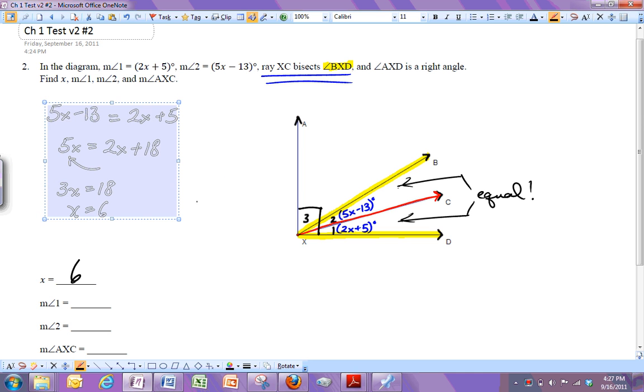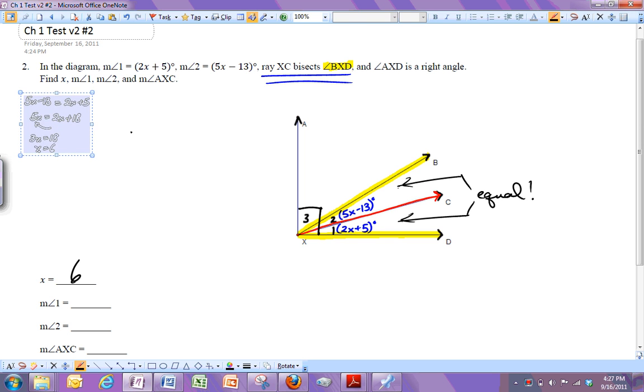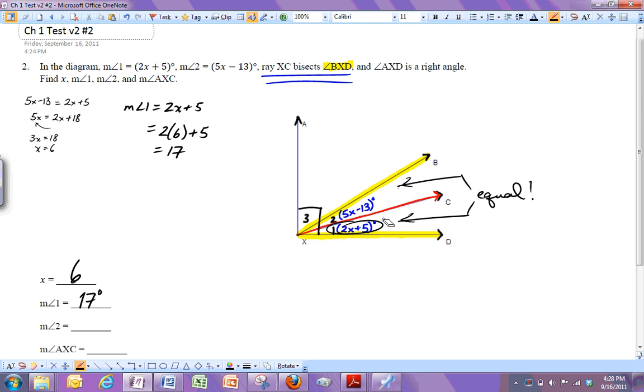Pretty quick. Let me shrink that down to make more room. There we go. Okay. Well, let's get angle 1 now. If I know x is 6, and I know angle 1 is 2x plus 5, I can just plug that in. I can use substitution. So measurement of angle 1 equals 2x plus 5, and I know x is 6, so I'm going to plug in the 6. And I get 12 plus 5, which is 17. So this one is 17 degrees. Remember, we said this one should be equal to angle 1. Angle 2 and angle 1 should be the same, so we better get 17 for angle 2 as well.